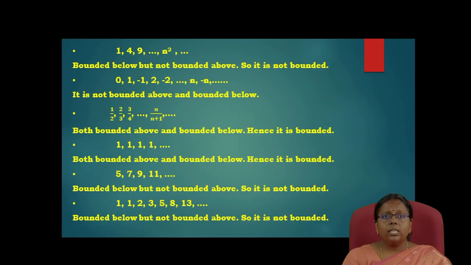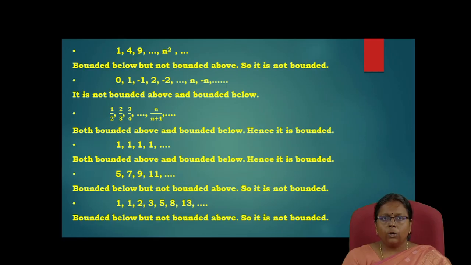If we consider the sequence 1/2, 2/3, and so on, each term will be greater than or equal to 1/2 and less than or equal to 1. So it is both bounded above and bounded below, and hence the sequence is bounded. If we consider the sequence 1, 1, 1, we have already seen it is a constant sequence. So it is both bounded above and bounded below, hence it is bounded.